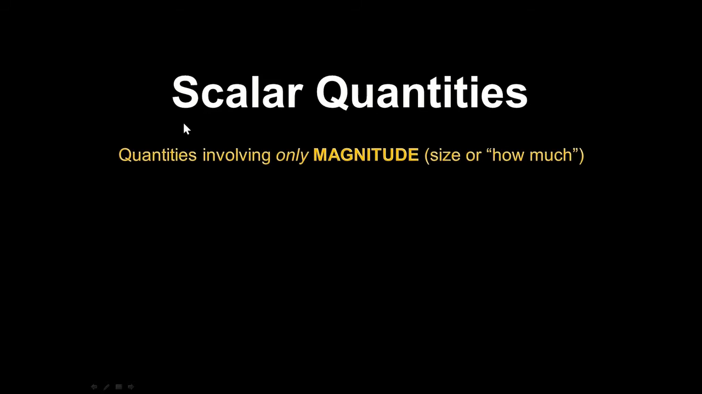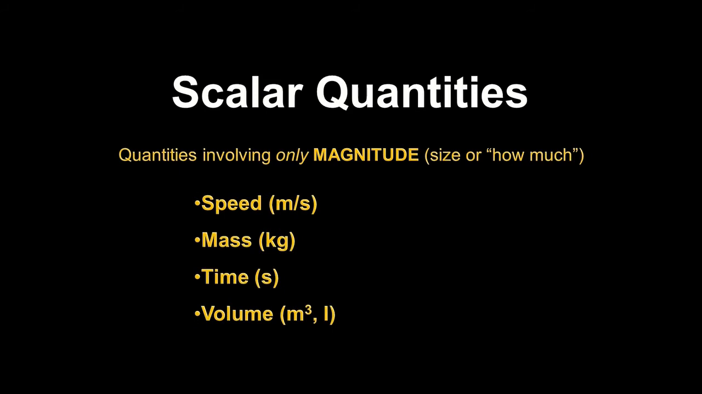Before we get into vector quantities, we have to remind ourselves of everything we know about scalar quantities. And we know a lot about scalar quantities. You might not recognize what the word scalar means, but a scalar quantity is a quantity that involves only the size, the bigness, the how much, or what we call the magnitude. So for example, speed is just how fast you're going, how much mass you have, how much time has elapsed, or how much volume you have.